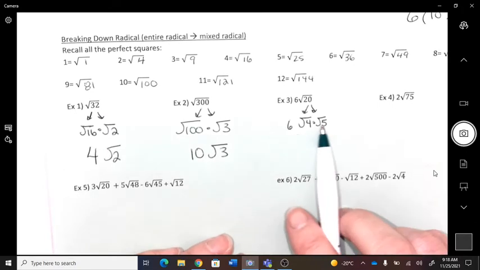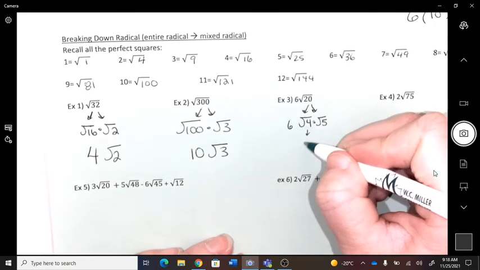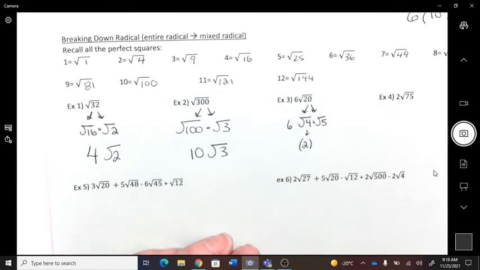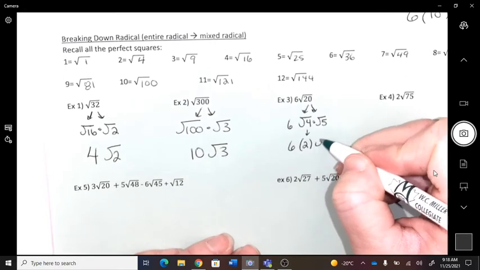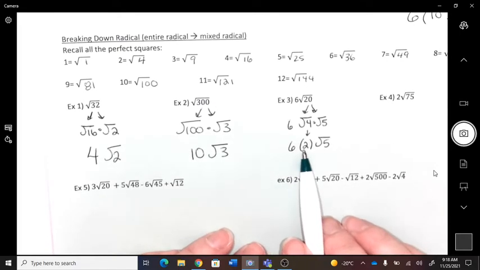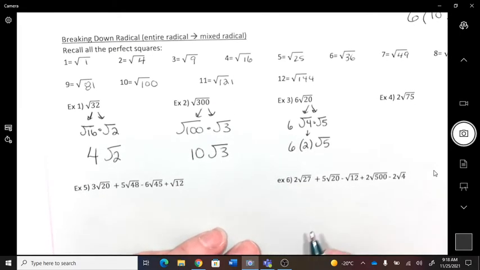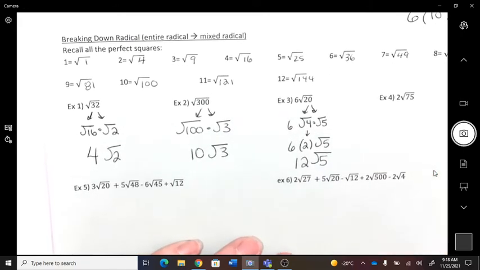Okay, so what am I breaking down? Root 4 can change to a whole number 2. This was a whole number 6, and this is a root 5. So now I can put this whole number together with that whole number, making 12 root 5.